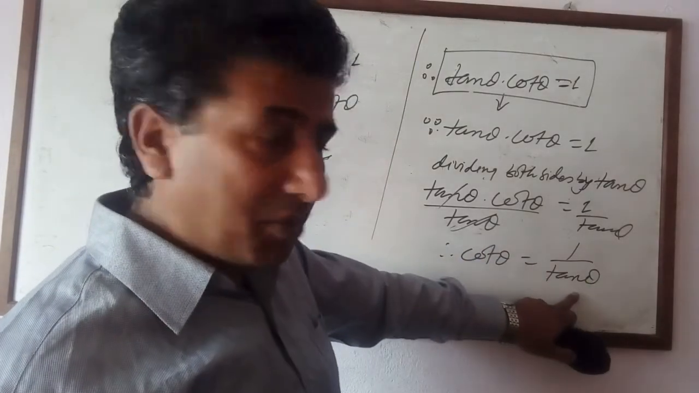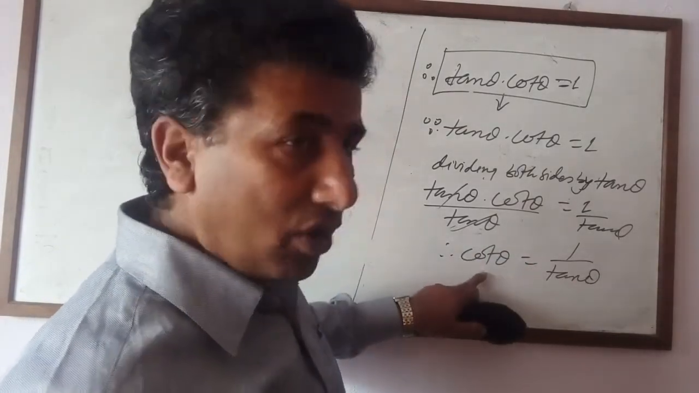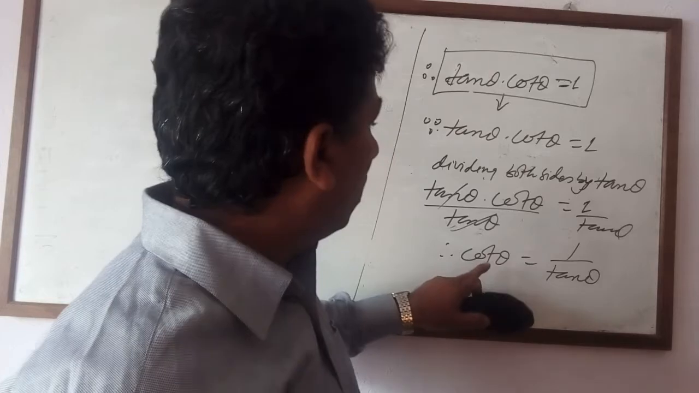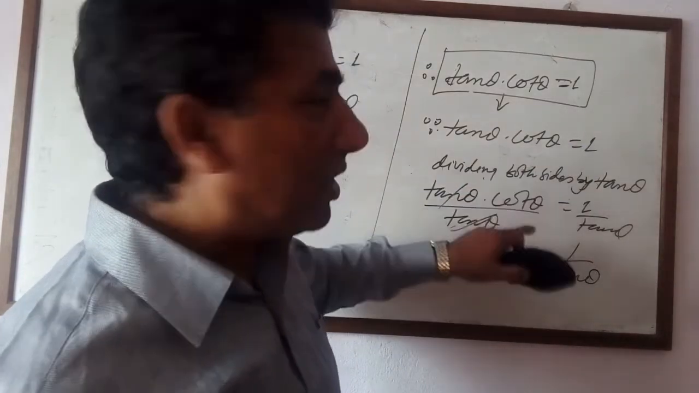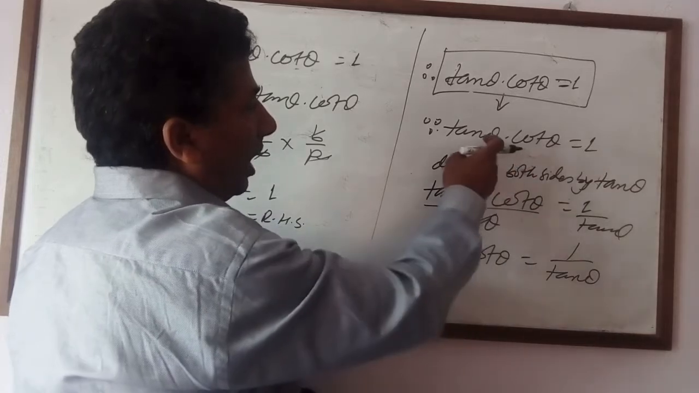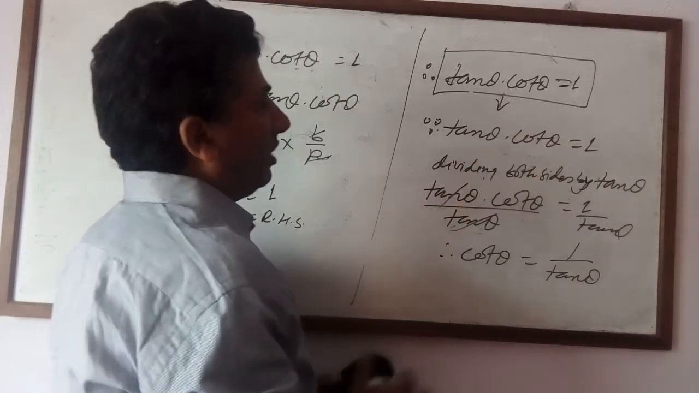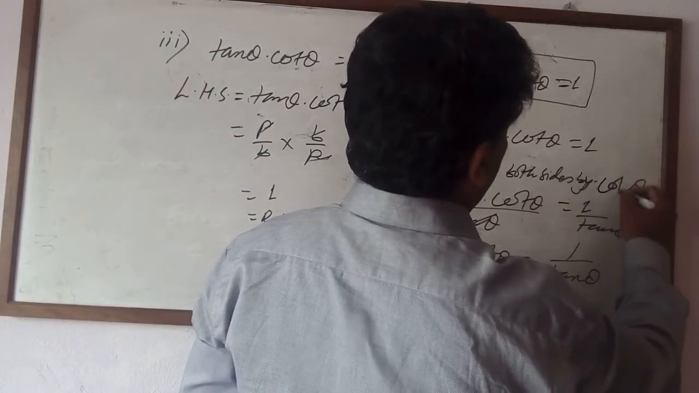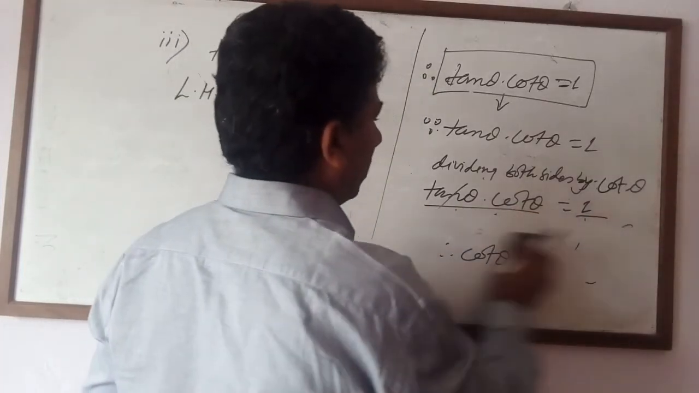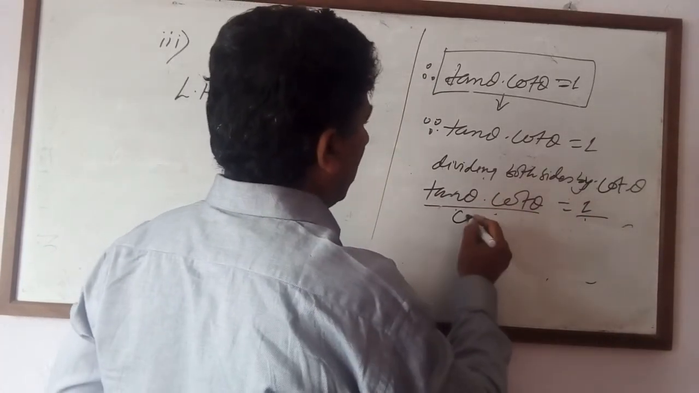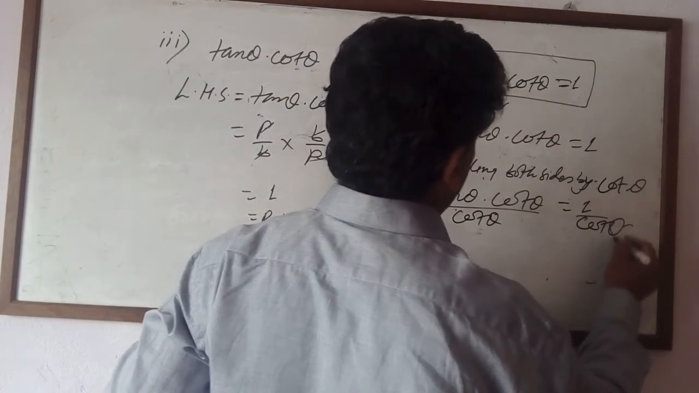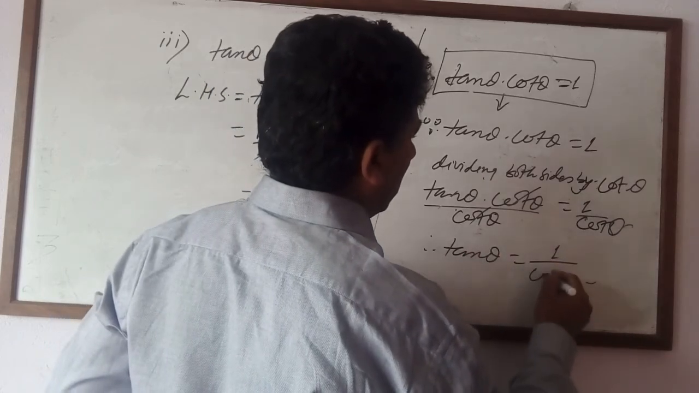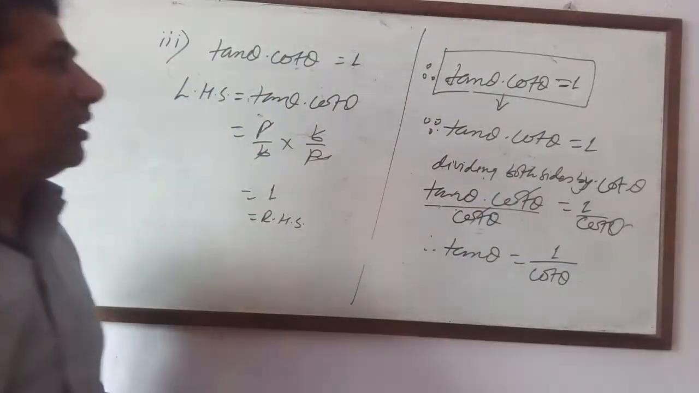1 by tan theta means the reciprocal of tan theta. The reciprocal of tan theta is equal to cot theta. Now cot theta equals 1 by tan theta. Same relation repeatedly I am doing. Again I will remove this cot theta, so divide both sides by cot theta. Then this and this cancel. Tan theta equals 1 by cot theta. Now this is the reciprocal relation.